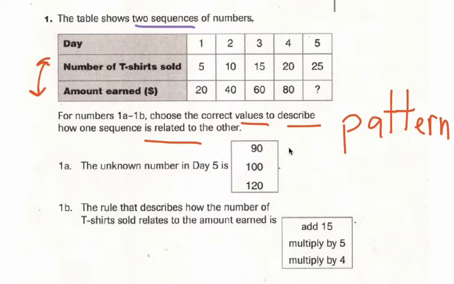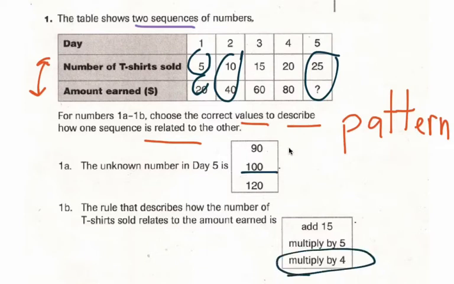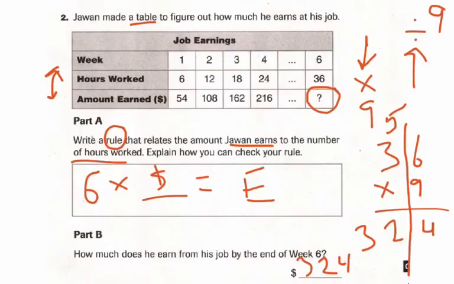So what we're looking for is patterns between the sequence of events. If you look, you have 5 to 10, 5 to 20, and 10 to 40. So you are looking for a times 4 pattern. So if you're looking for the last term in the sequence, it would be 4 times 25, which would be 100. And the rule would be times 4. Alright, move on to the next problem.